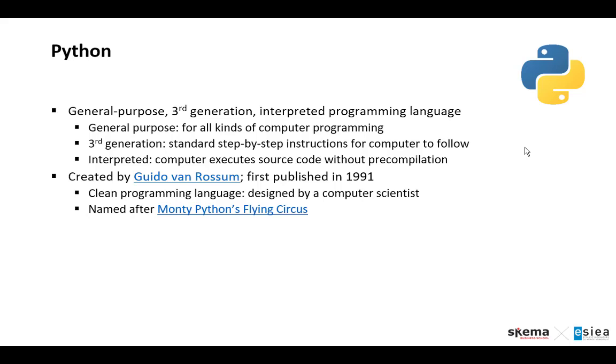It was named after, not the snake actually, but a British comedy troupe called Monty Python's Flying Circus. So I guess Guido van Rossum, who is Dutch, liked that comedy troupe, so he named the programming language after it.